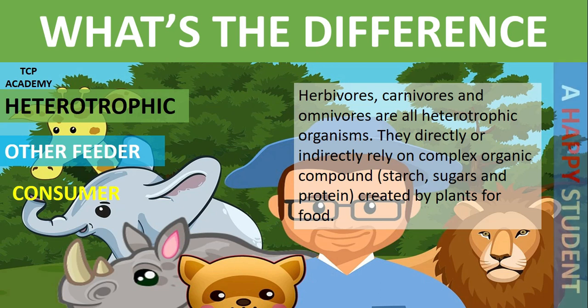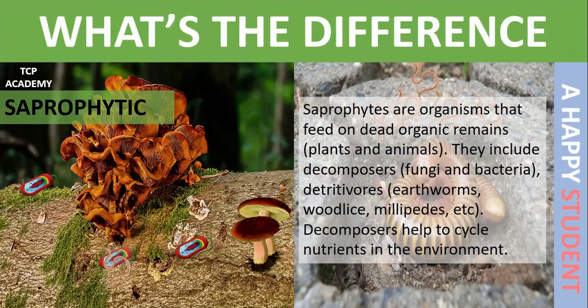Now, if you observe here for the mnemonics, A represents autotrophic, H or happy represents heterotrophic, and of course student will of course represent saprophytic. You would have seen the color change as we move from slide to slide.